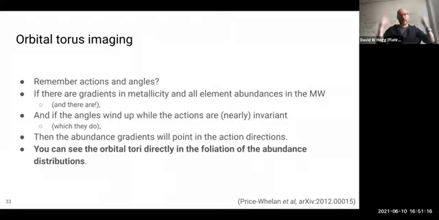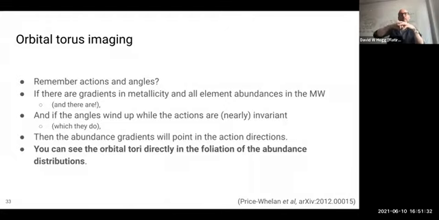So imagine the Milky Way is integrable. If the Milky Way is integrable, which it isn't, but imagine it's integrable, then the orbits will be a foliation of tori. There'll be tori. The whole galaxy will be made of all these orbital tori that all foliate on top of each other and fill the space.